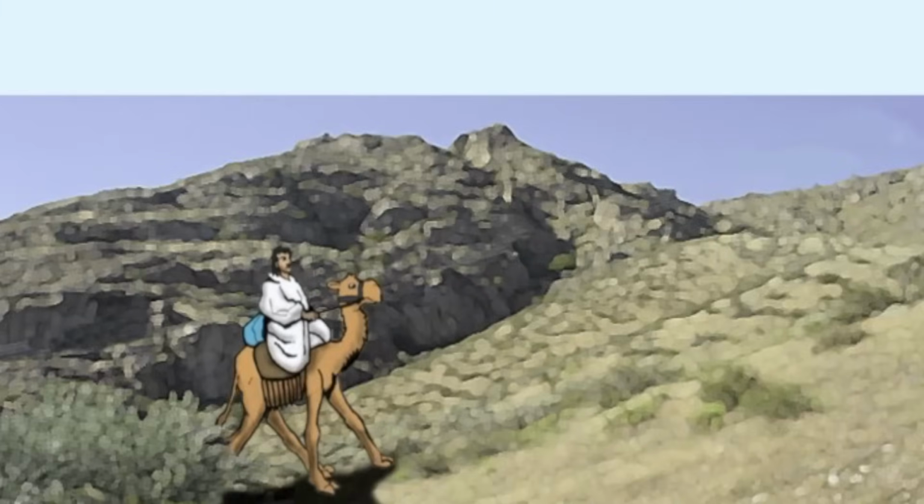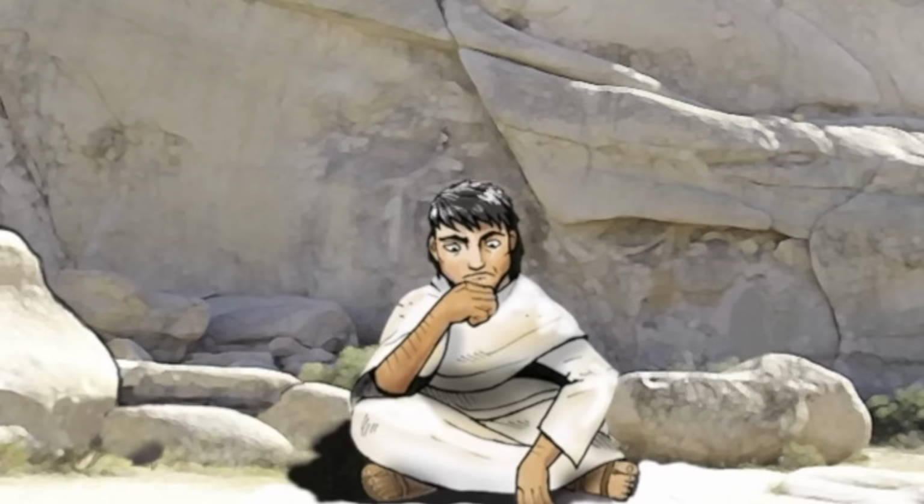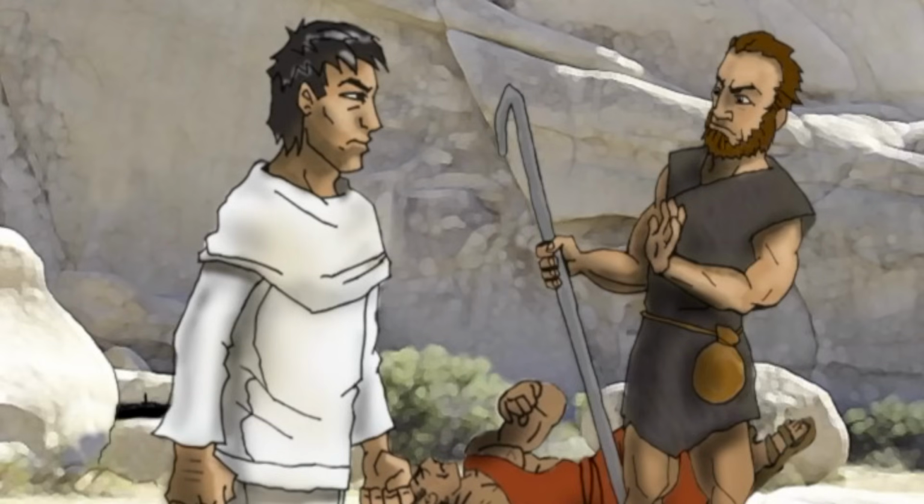Pharaoh heard what had happened and sought to kill Moses. But Moses fled into the land of Midian. There Moses sat down by a well. Now Jethro, the priest of Midian, had 7 daughters. When they came to water their father's flocks, the other shepherds drove them away. But Moses stood up and helped them.